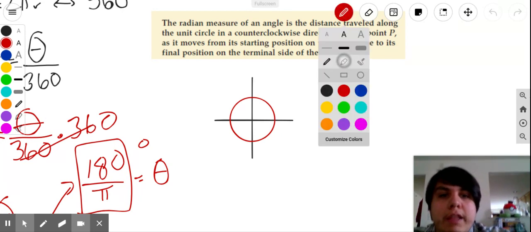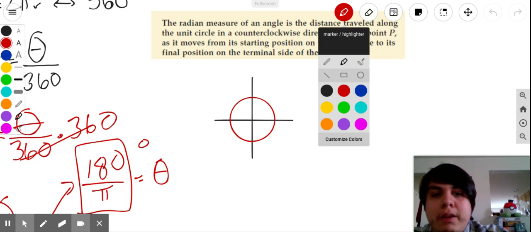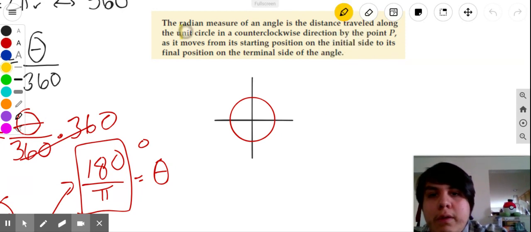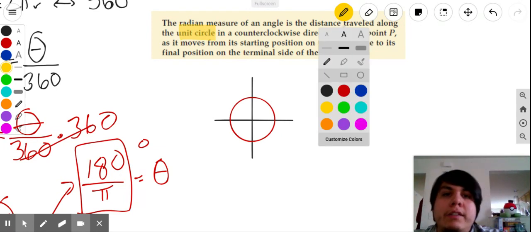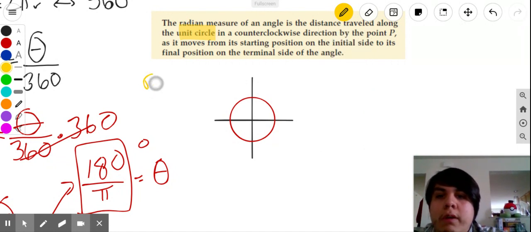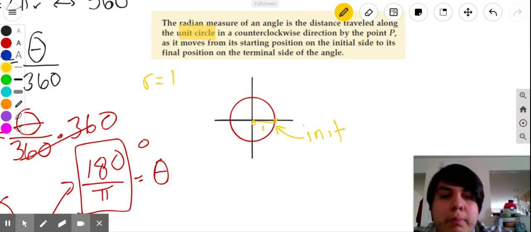The first thing that we notice is they talk about something called a unit circle. A unit circle is a circle that has a radius of 1. So, r equals 1. From here all the way to that other side, that's 1. That's also the initial side, if you remember the previous video.